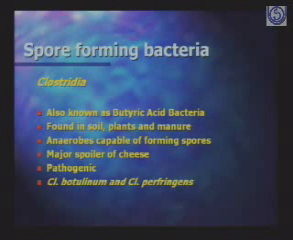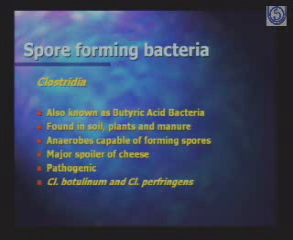The next category under spore-forming bacteria is the Clostridia. They differ from Bacillus since they are anaerobic in nature. They are also known as butyric acid bacteria. They are found in soil, plants and manures. They are anaerobes capable of forming spores. They are major spoilers of cheese and they are pathogenic. For example, Clostridium botulinum, which is associated with neural intoxication.